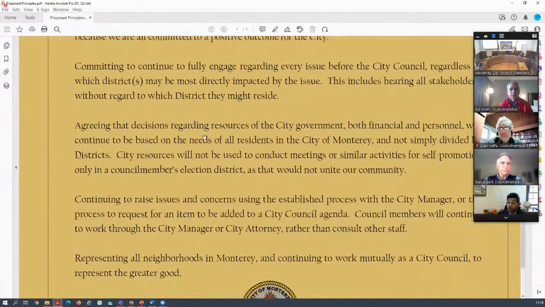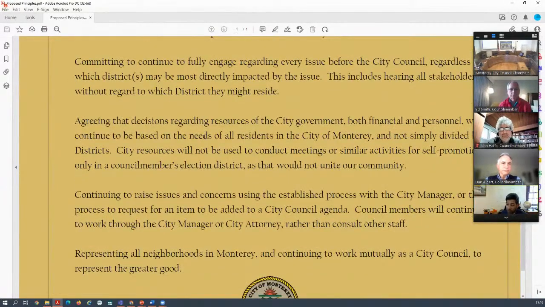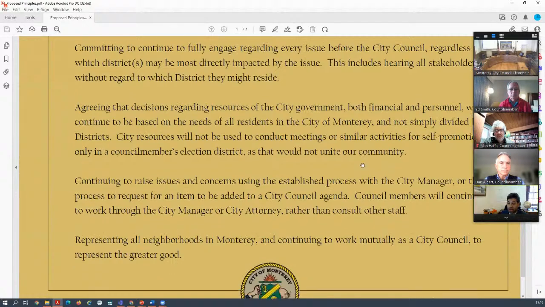Agreeing that decisions regarding resources of the city government, both financial and personnel, will continue to be based on the needs of all residents in the city, not simply divided by districts. City resources will not be used to conduct meetings or similar activities for self-promotion, only in a council member's election district, as that would not unite our community. We talked about that briefly today.